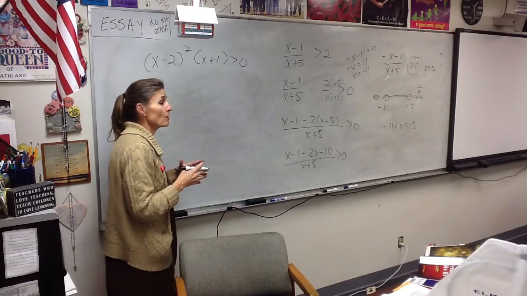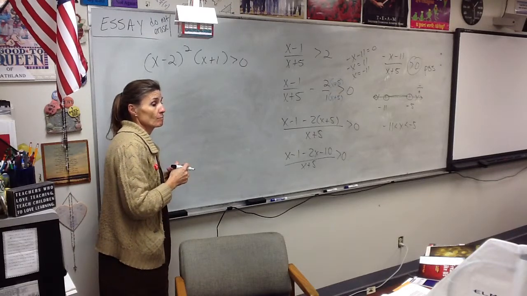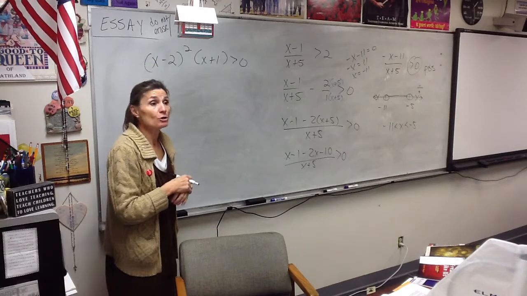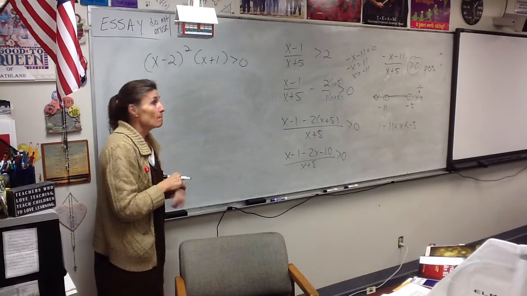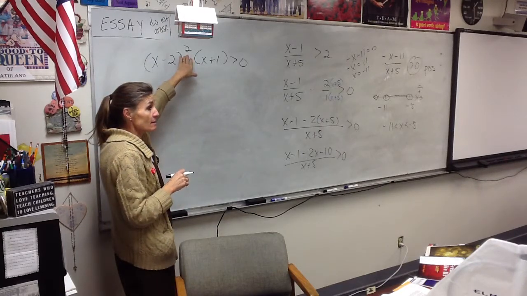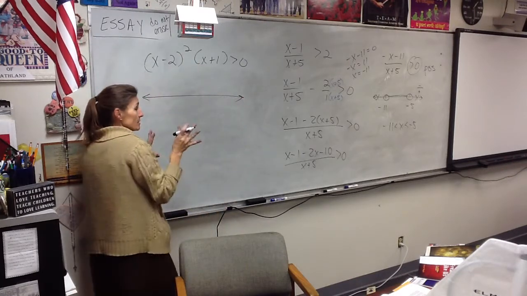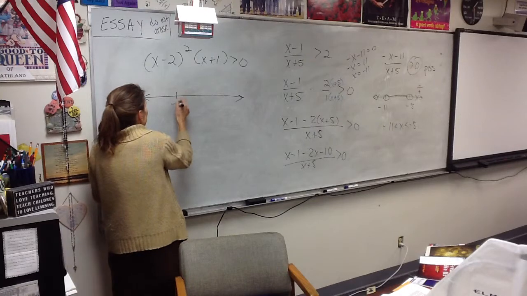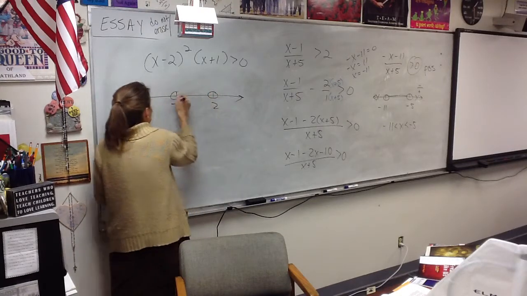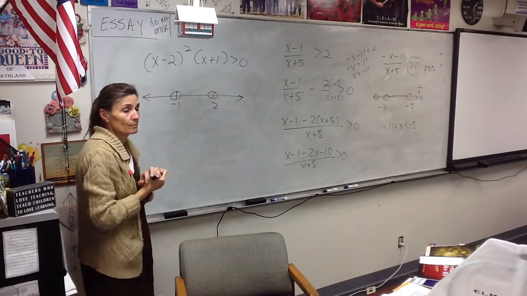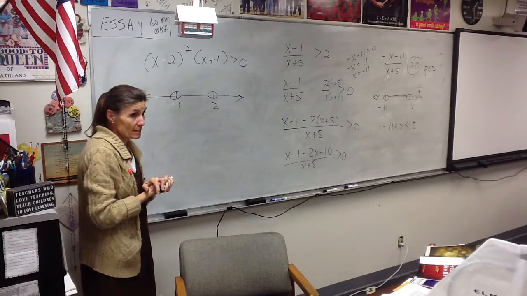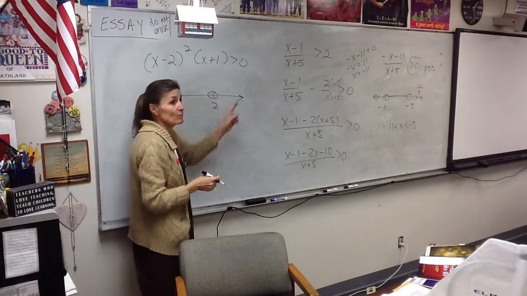Uh-oh, we're starting to lose focus. It's not going to alternate because it has a square. Square's got to do every one. Now, the good news is there's only 2 dots. -1 and 2 are my dots. The bad news is you have to check every region.